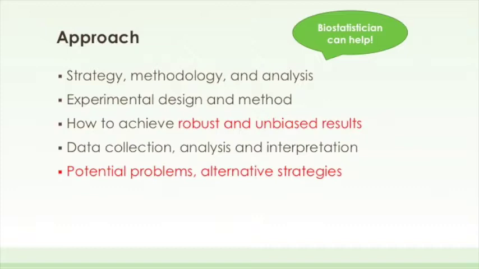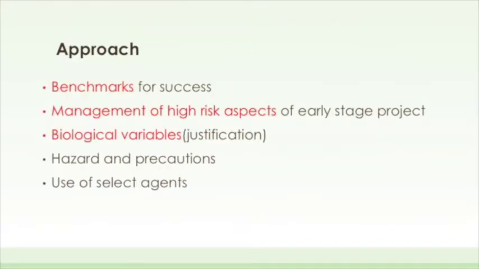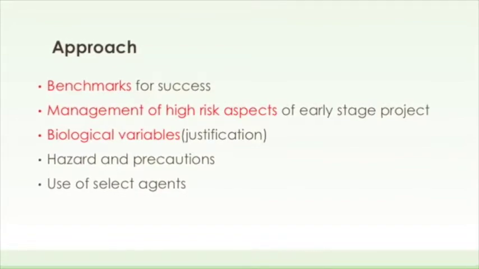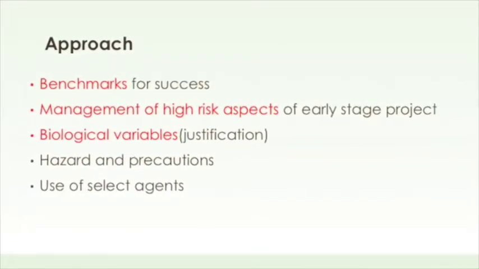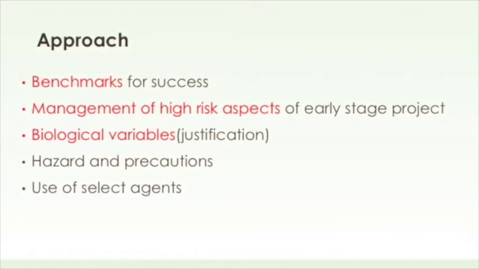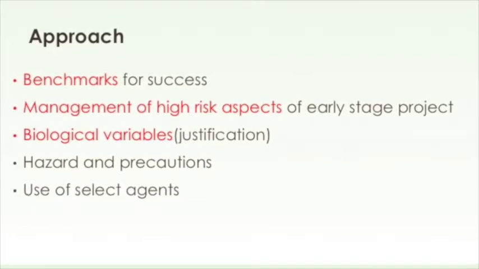And the approach is strategy, methodology, and analysis, and it's the design and method. And the new review criteria mention how you achieve robust and unbiased results. And the most common problem new investigators have is they fail to address, or miss addressing, the potential problems and alternative strategy. So you have one section to talk about it. We also need to talk about the benchmark for success and how to manage the high risk aspect of the early stage project. And the biological variable justification is part of the new NIH review criteria.